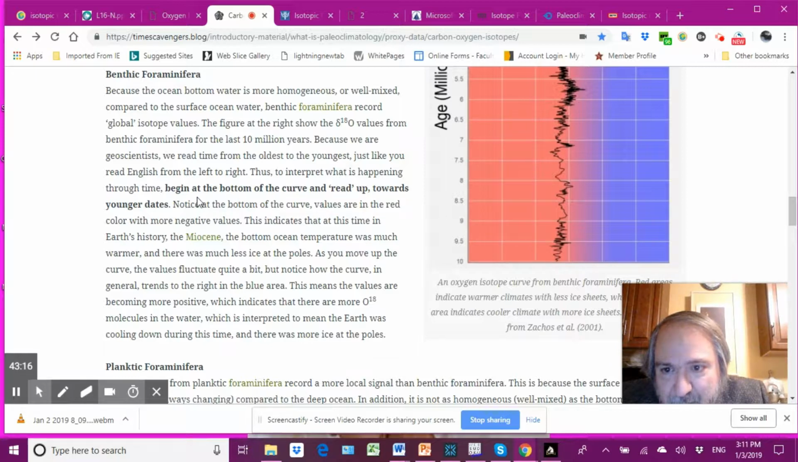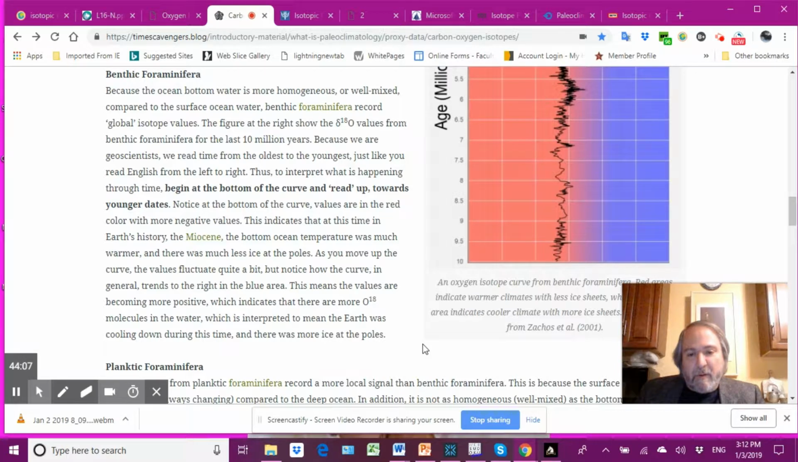To interpret what's happening, let's begin at the bottom of the curve and work our way upwards towards the younger date. Note at the bottom of the curve, values are in the red color with more negative values. This indicates that at this time, which is the Miocene, the bottom ocean temperature was much warmer and thus there was less ice at the poles. As you move up in the curve, the values fluctuate quite a bit, but in general, it trends to the right in the blue area. This means the values are becoming more positive for delta 18O relative to 16, which indicates there are more 18O molecules in the water, which is interpreted to mean the Earth was cooling down and there was more ice at the poles.